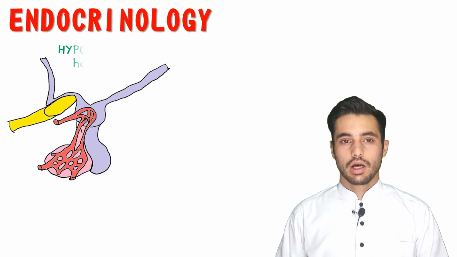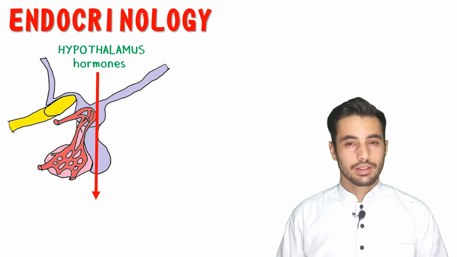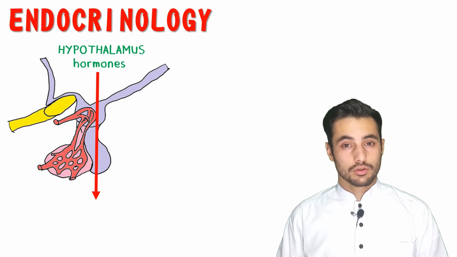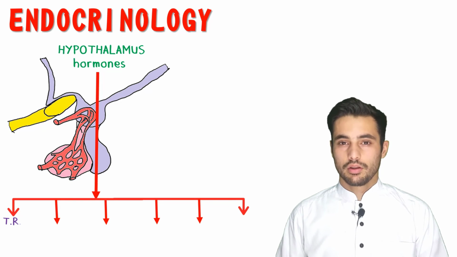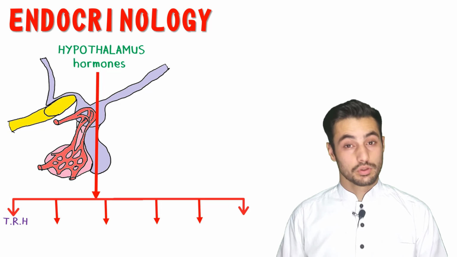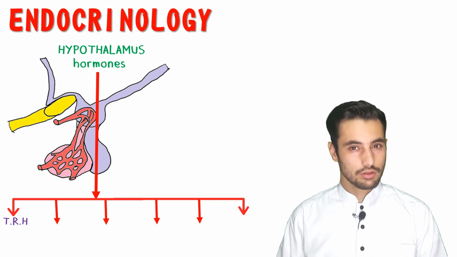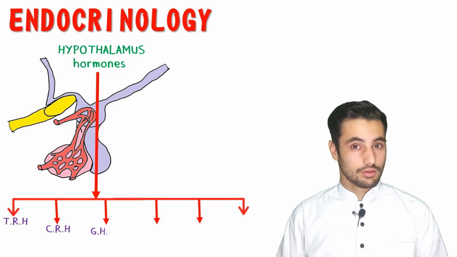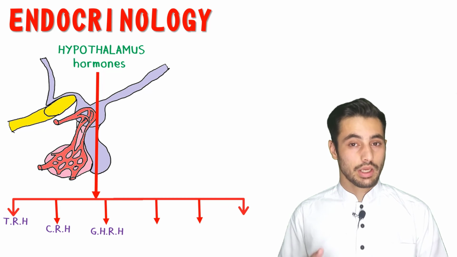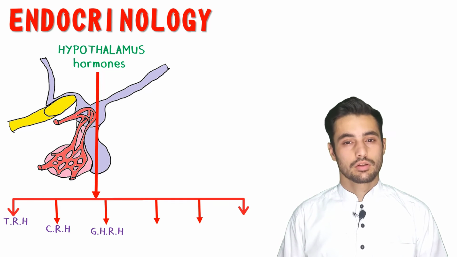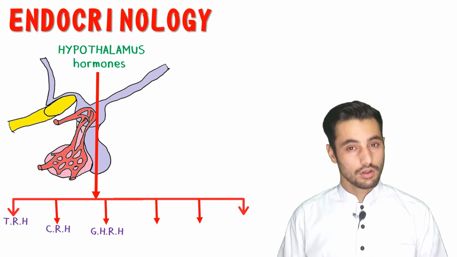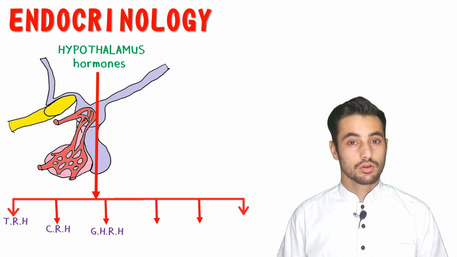Now let's have a look at the hypothalamic hormones, or the releasing and the inhibitory factors regulating the release of the hormones from the anterior pituitary. We have the thyrotrophin releasing hormone, which will act on the thyrotrophs of the anterior pituitary to release the thyroid stimulating hormone, and this will act on the thyroid gland to secrete T3 and T4, increasing the metabolic rate of the body. We will discuss that in a separate video. Then we have the corticotrophin releasing hormone, which acts on the corticotrophs of the anterior pituitary to release adrenocorticotrophic hormone.